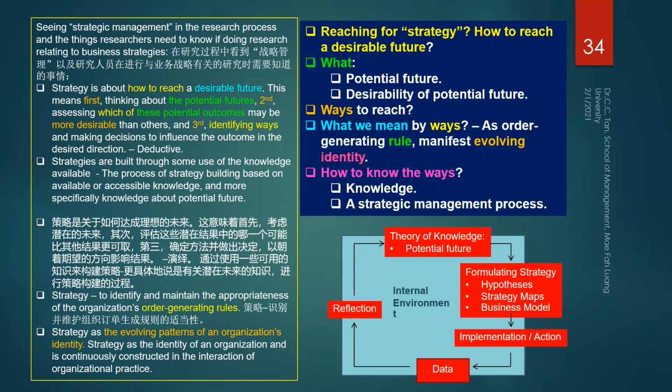What do we mean by ways, okay? So ways is the strategy and it's the rules. So from the strategic perspective, when we're talking about the way or the hypothesis, we mean the order generating rule. So the strategy or the hypothesis or the strategy mapping or the business model can be understood as nothing but a rule, a set of rules. For what? For creating order.